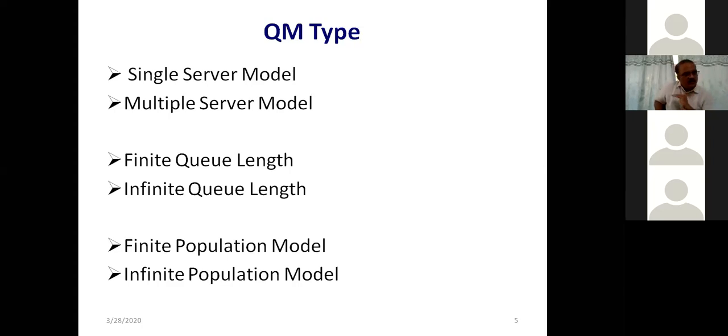Whereas if the doctor does not consider any constraint, he takes n equal to an infinite number of customers, his model becomes an infinite population model. So these are the 6 basic terms related to queuing models. One has to understand what is single server model, multiple server model, finite queue length, infinite queue length, finite population model, and infinite population model. I hope that it must be clear to you.